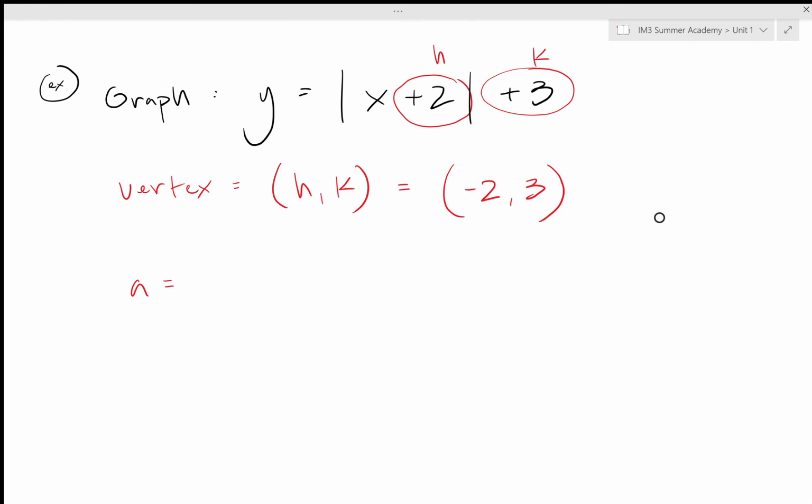The a value is the number in front of the absolute value that's being multiplied. Now we don't see it there, so that means it's a 1. What might be helpful is to make that a value, that 1, into a fraction, because now we're reading it as a slope, a rise and a run. Remember, rise over run. So what that means is positive 1 up, positive 1 to the right. And now we have enough information to go ahead and graph all of this. So I'm going to make a graph right over here.